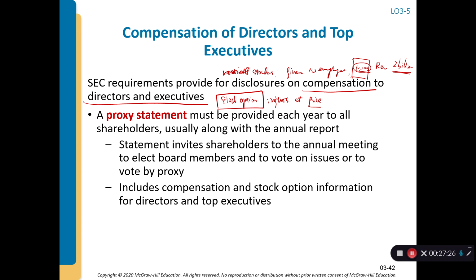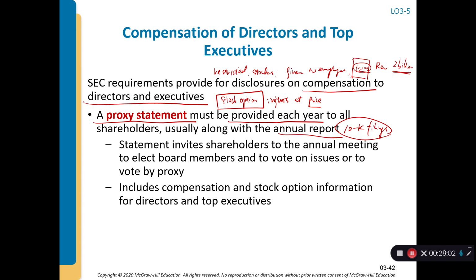Because when the public always questions the big checks of executives while the company still has layoffs happening, there is a proxy statement that must be filed or provided each year to all shareholders, usually along with their annual report, which is the 10-K filing, right? Another name for the annual report is the 10-K.